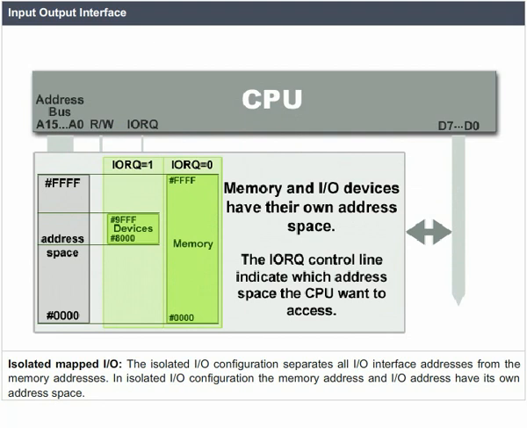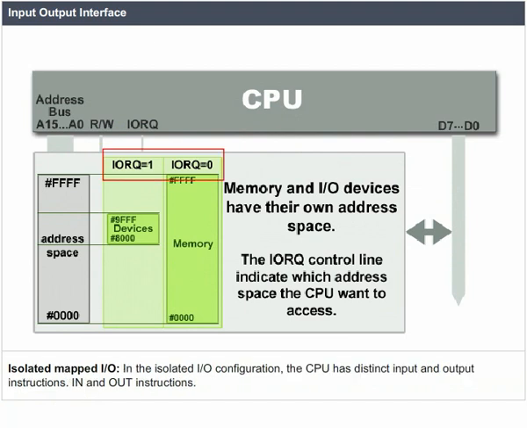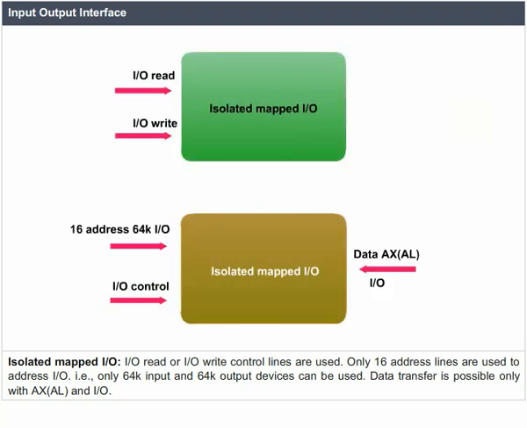Isolated mapped input-output. The isolated input-output configuration separates all input-output interface addresses from the memory addresses. In isolated input-output configuration, the memory address and input-output address have their own address space. In the isolated input-output configuration, the CPU has distinct input and output instructions, in and out instructions. Input-output read or input-output write control lines are used. Only 16 address lines are used to address input-output. That is, only 64K input and 64K output devices can be used.